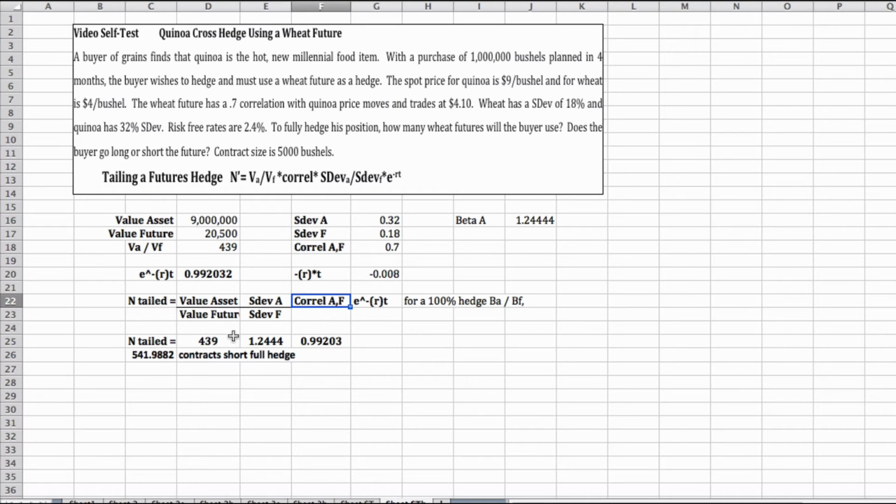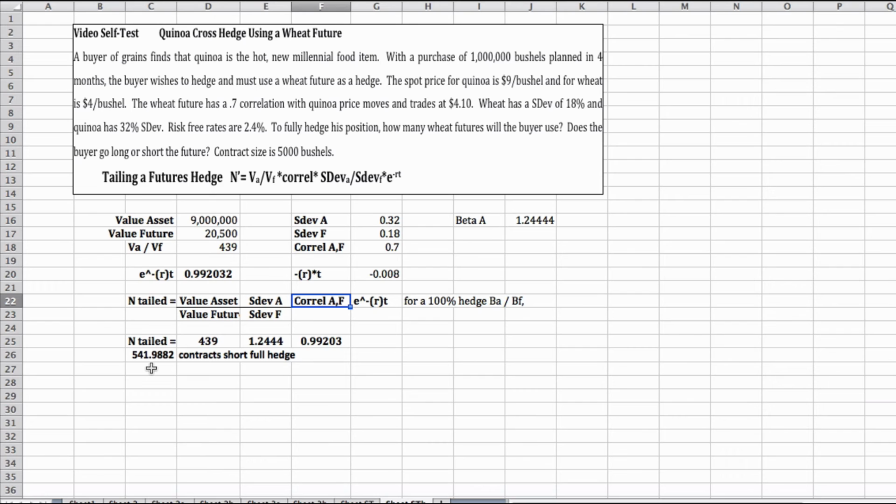The beta you find is greater than 1. That's due to all the volatility of the millennial grain. And as a result, our 439 contracts run through a beta of 1.24 and then tailed or present value. You get about 542 contracts.